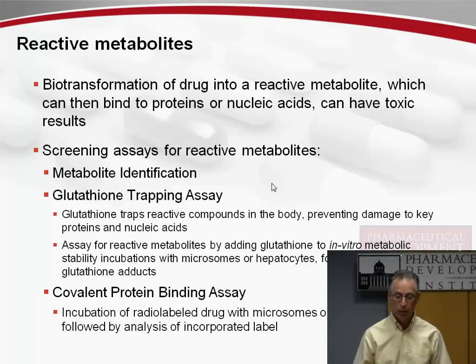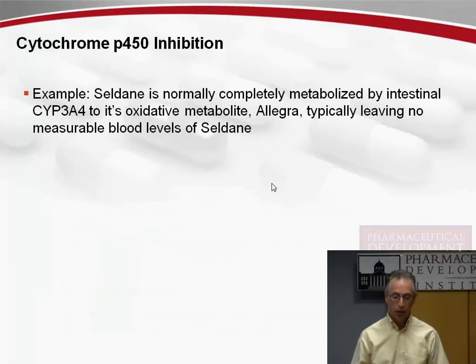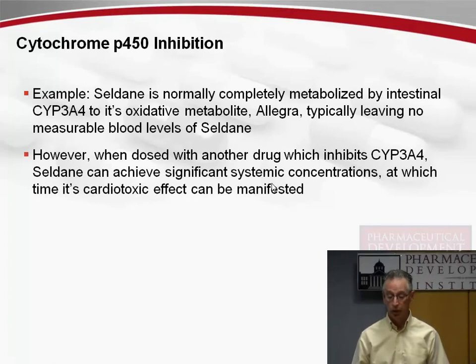Examples of cytochrome P450 in drug development: we talked about Seldane. Seldane is normally completely metabolized by CYP3A4 to its oxidative metabolite Allegra, typically leaving no measurable blood levels of Seldane. However, when dosed with another drug which inhibits CYP3A4, Seldane can achieve significant systemic concentrations, leading to its cardiotoxic effect.